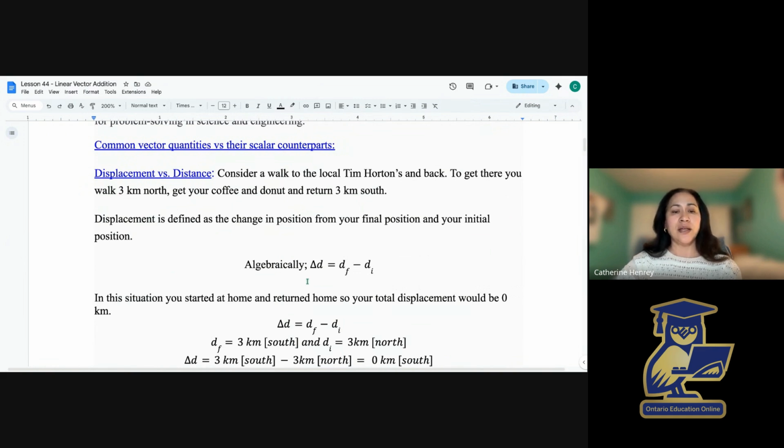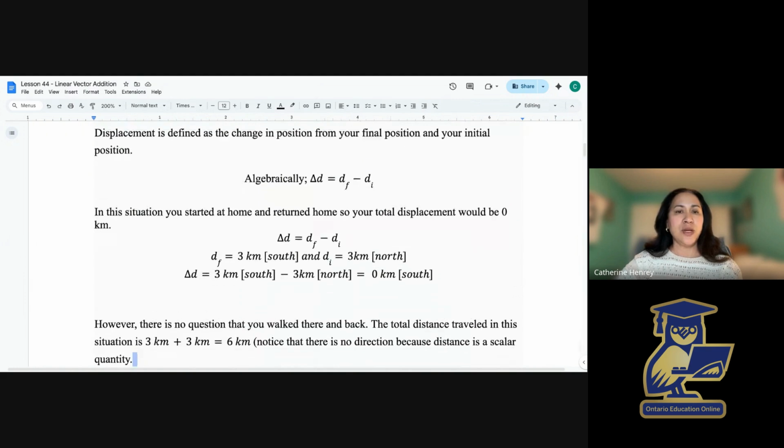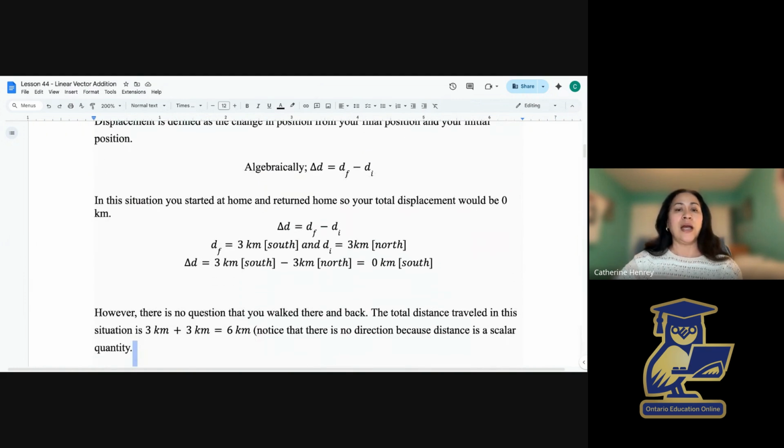Displacement is defined as the change in position from your final position to your initial position. So algebraically, delta D is equal to the final displacement minus the initial displacement. In this situation, you started at home and then you returned home. So in this situation, your total displacement would be 0 kilometers.